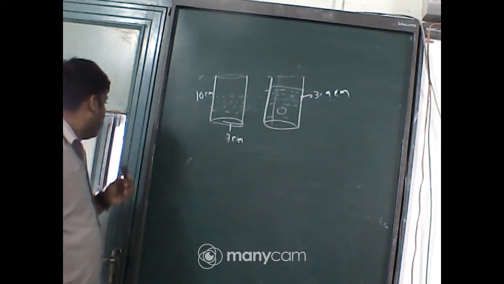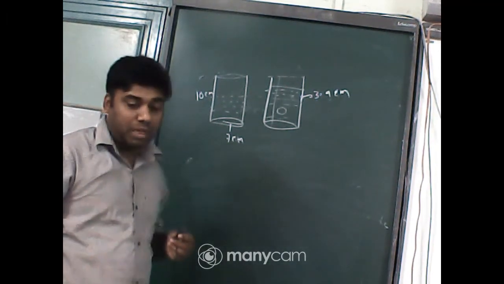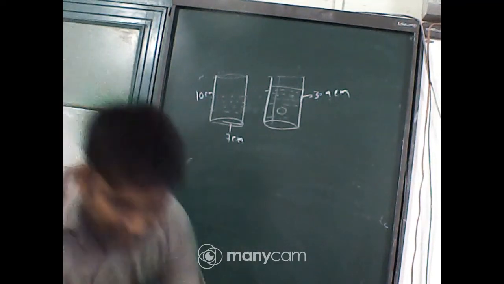What is the radius of the sphere? What is the radius of that sphere? Quickly find it.